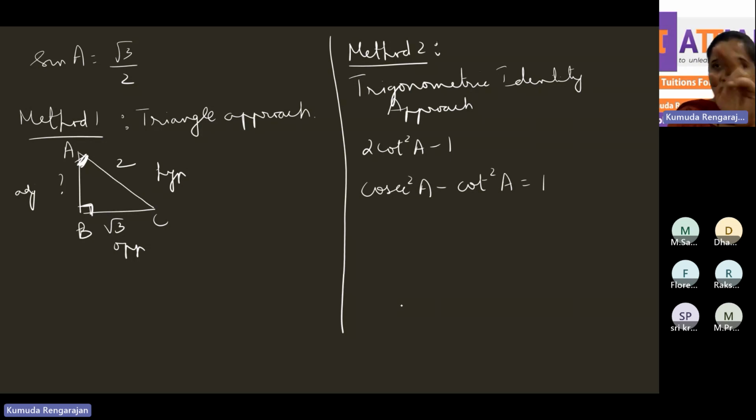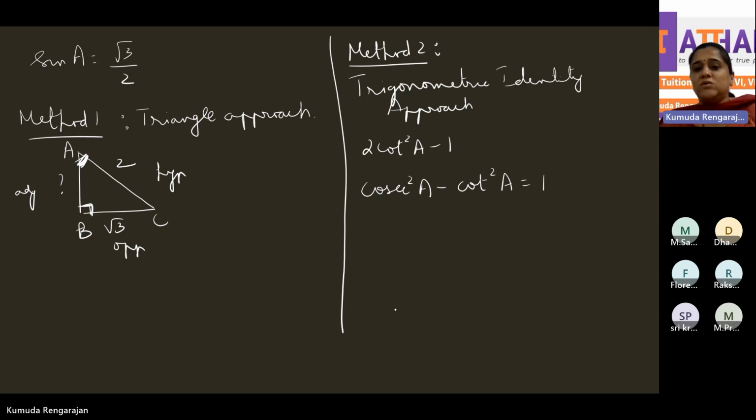So sine A is √3/2. That means cosecant A is 2/√3. That means cosecant square A is 2/√3 the whole square, which is 4/3. We have it. So now when you substitute that, you will get cot square A. Don't find cot A, find cot square A. Substitute and evaluate. This is the trigonometric identity approach. Triangle approach, trigonometric identity approach. Okay, correct?